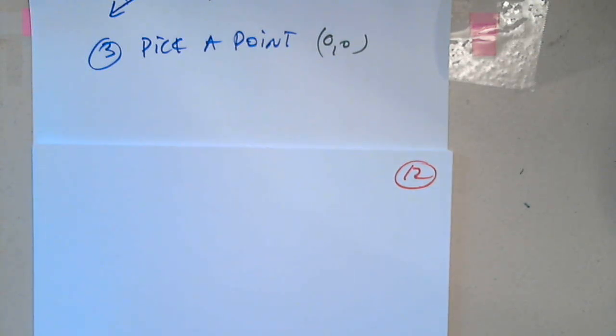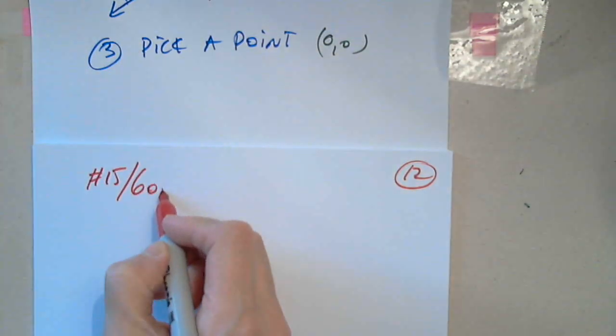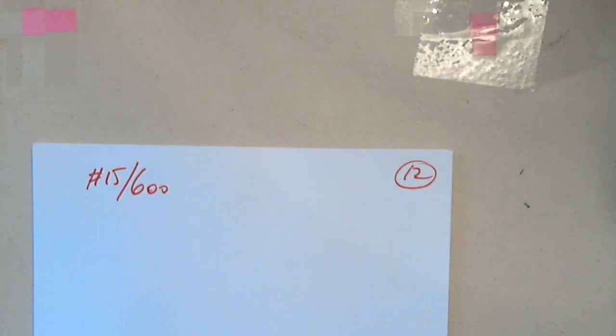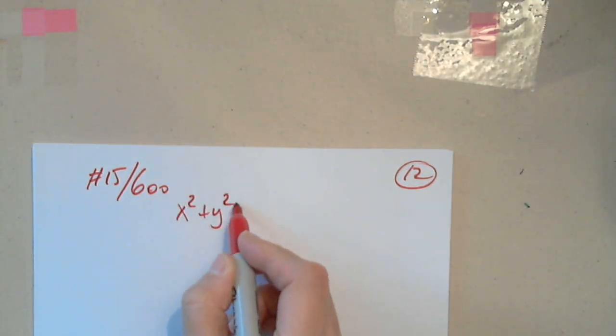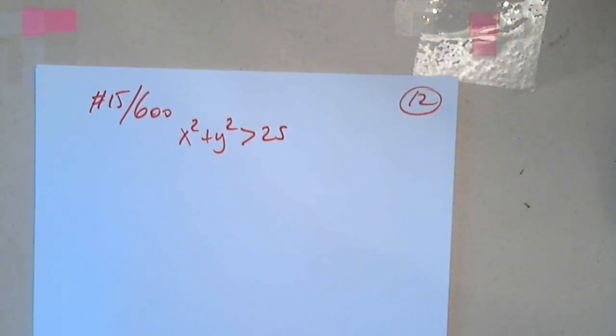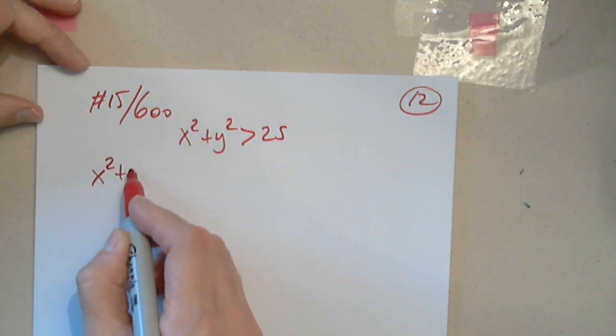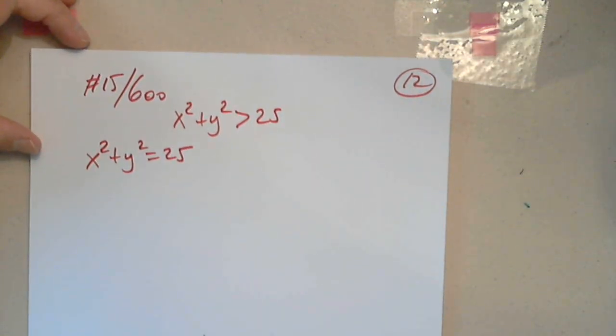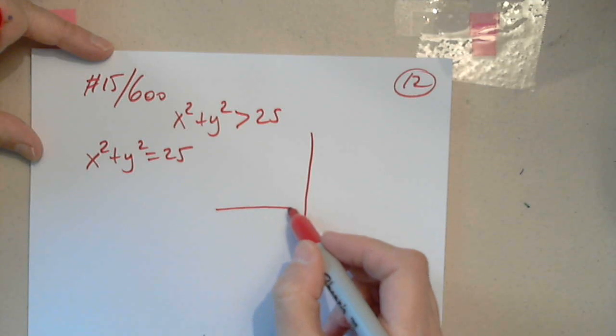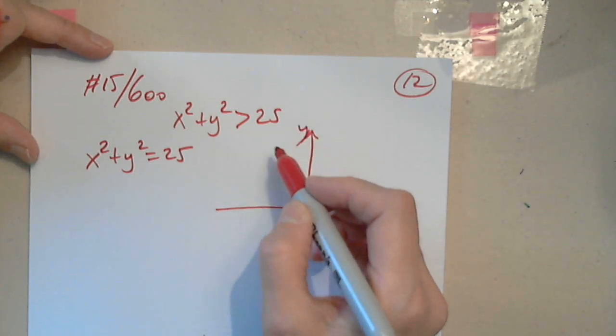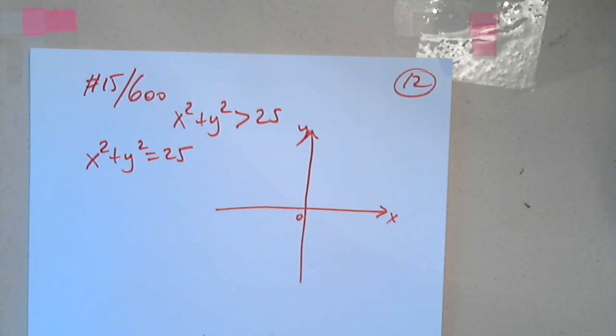Okay, 15 on the next page. It says x squared plus y squared greater than 25. I follow the same steps. I have to write the equation first. And now I have to graph it. What is it and how do I graph it? We had it on the previous test, and you all graphed it.